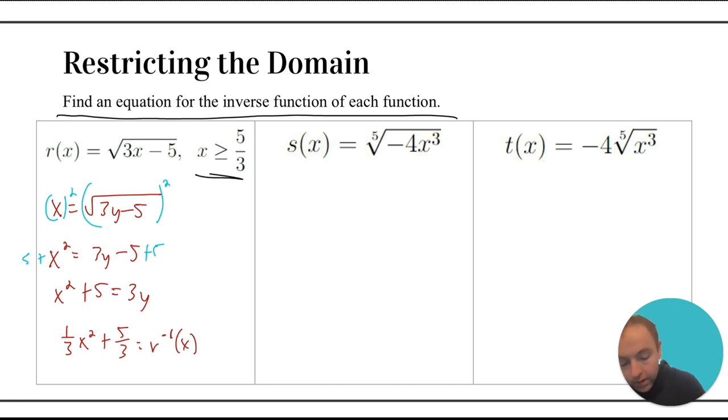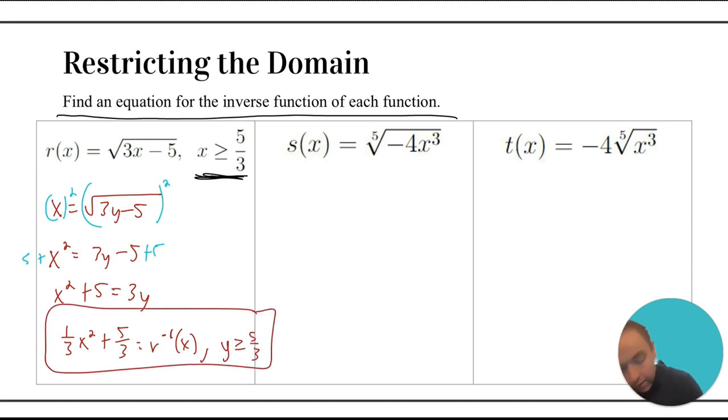Because you have this domain restriction in the original function for r as well, that means that now, switching the variable, y greater than or equal to 5/3 is going to be part of that as well. So there you have that.